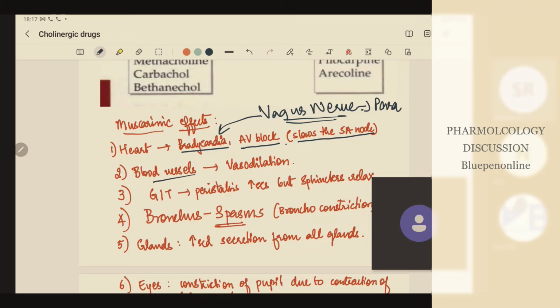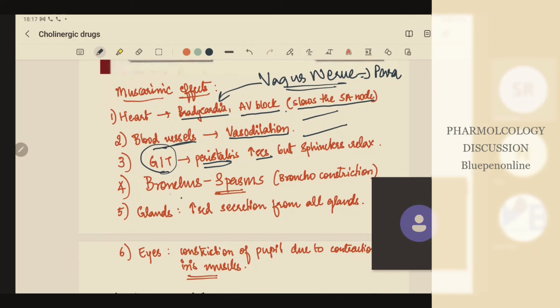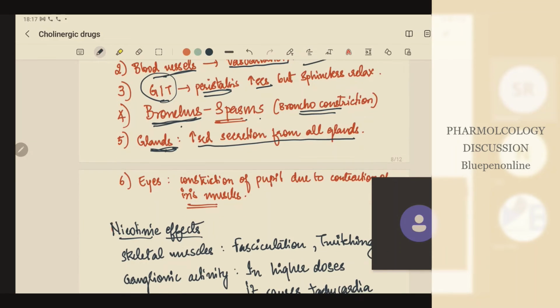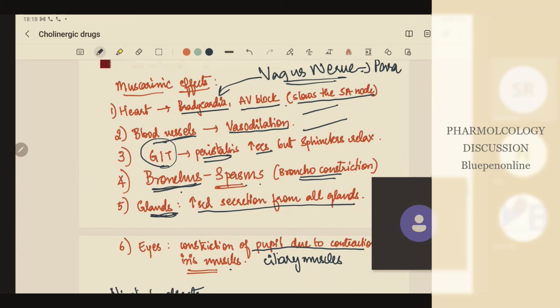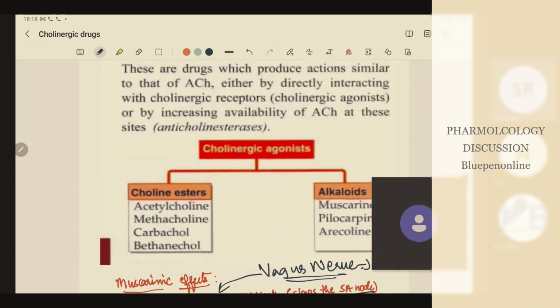In blood vessels, it causes vasodilation, so your blood vessels become big. In the GIT, it increases peristalsis. In the bronchus, it causes spasm by bronchoconstriction. In glands, very important, it increases secretion from all glands. In the eyes, it causes constriction of the pupil due to contraction of the iris muscles, also known as ciliary muscles. These are the effects on muscarinic receptors M1, M2, M3.